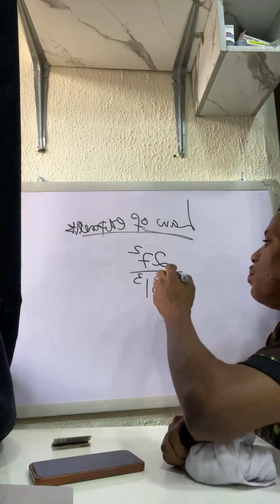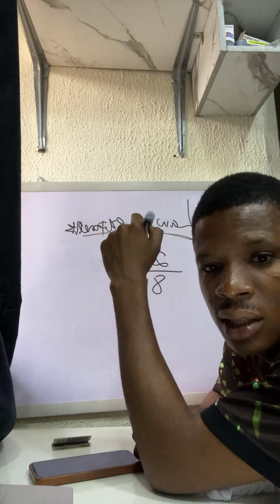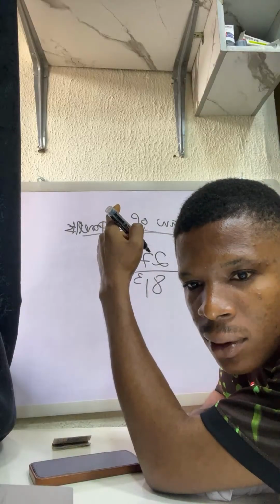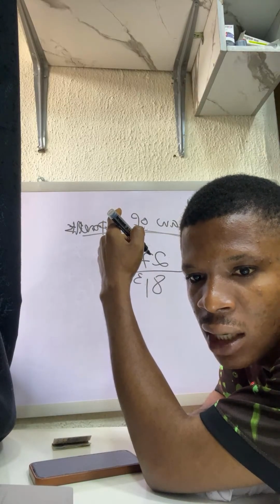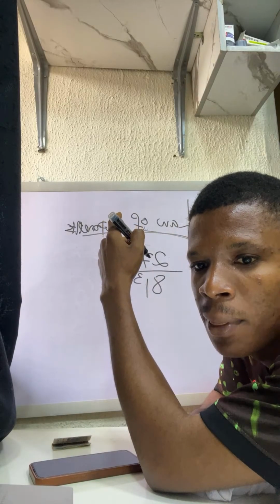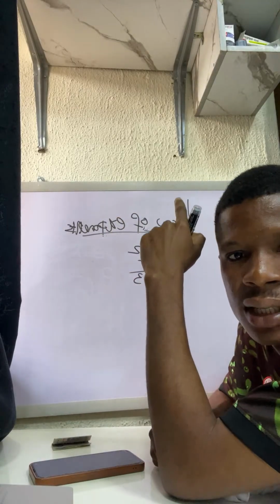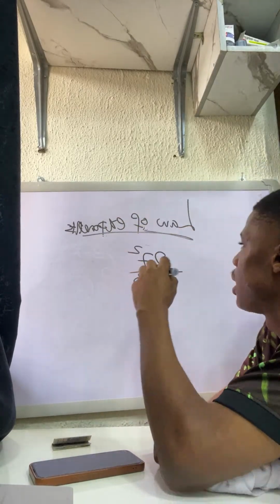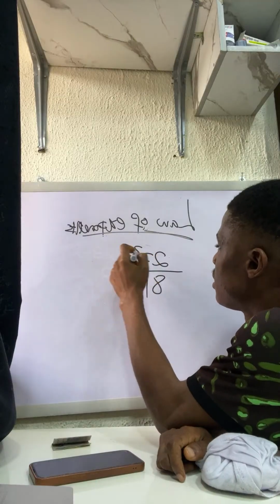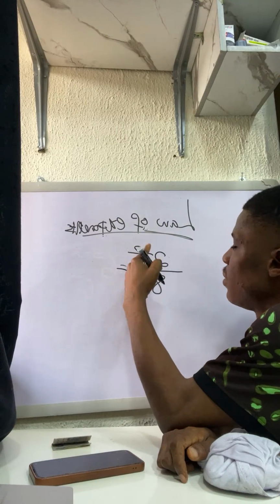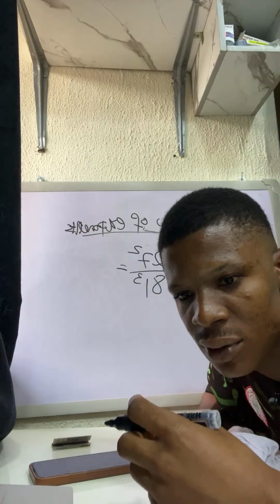If you look at 27, 27 can be expressed in common base of 3. 27 is 3 times 3 times 3, right?